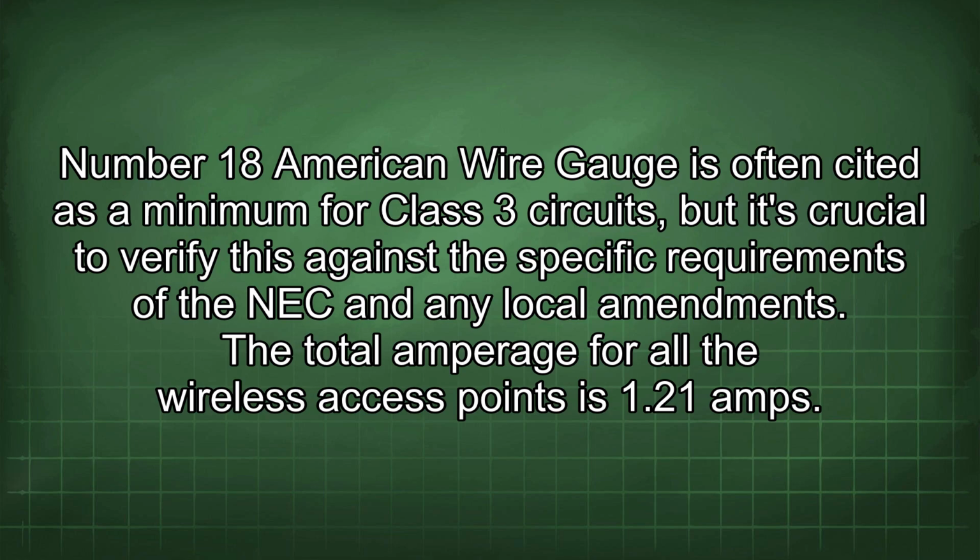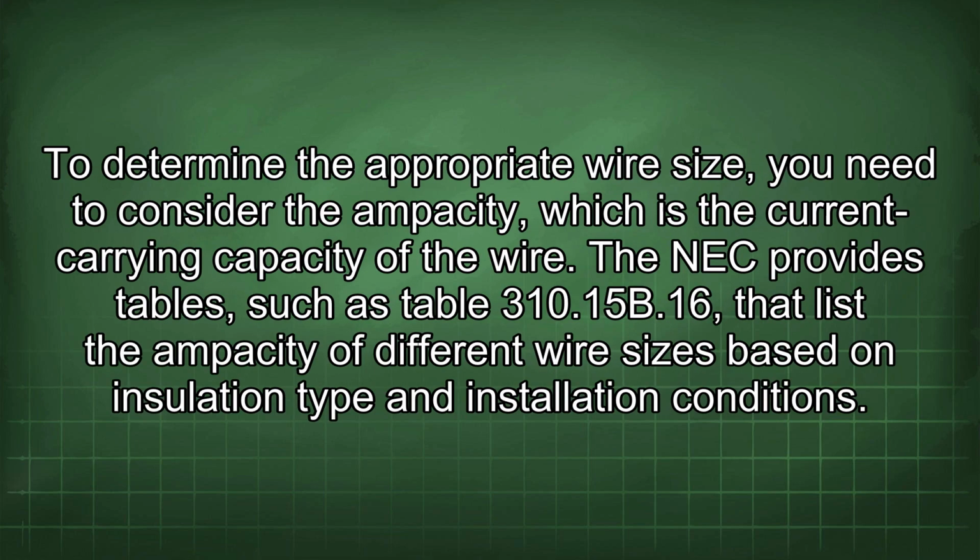The total amperage for all the wireless access points is 1.21 amps. To determine the appropriate wire size, you need to consider the ampacity, which is the current carrying capacity of the wire. The NEC provides tables, such as Table 310.15(B)(16), that list the ampacity of different wire sizes based on insulation type and installation conditions.